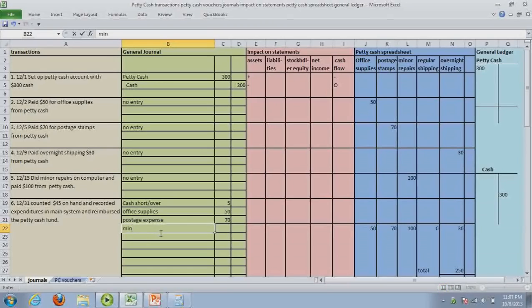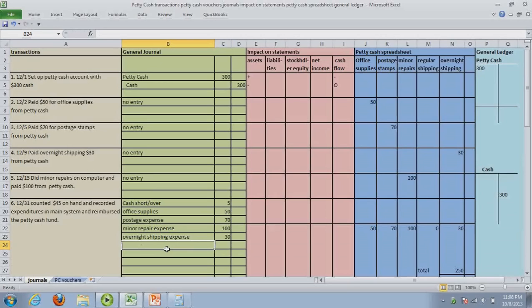And then minor repairs expense. Of course, we have the chart of accounts we could take a look at to get these. And shipping expenses we didn't use actually, but we did use the overnight shipping. So we'll make that an expense, and that's for 30. And I think hopefully we got all of them, yeah, there were 4 different totals, and we've got 4.